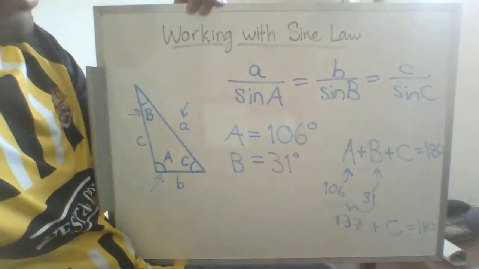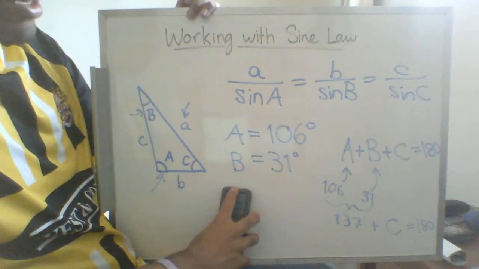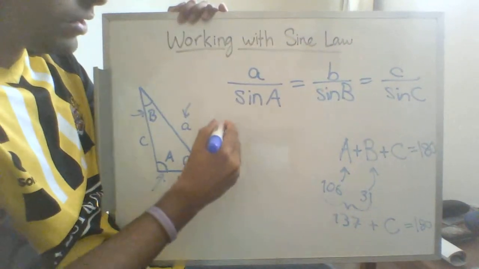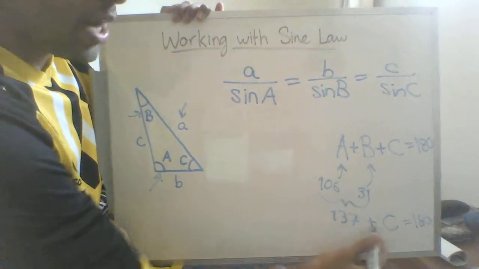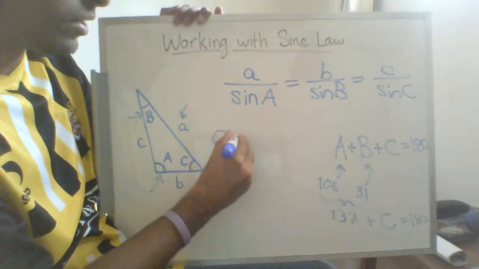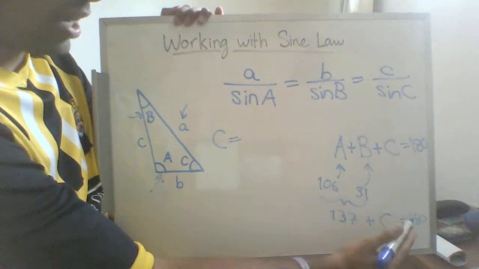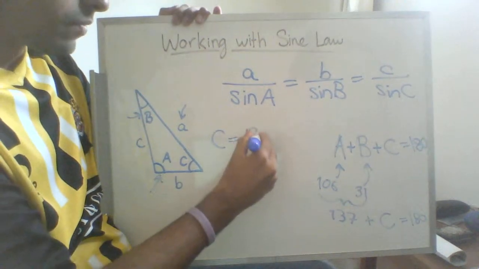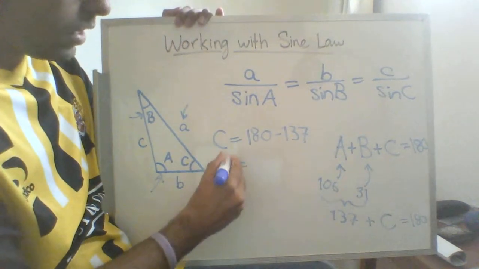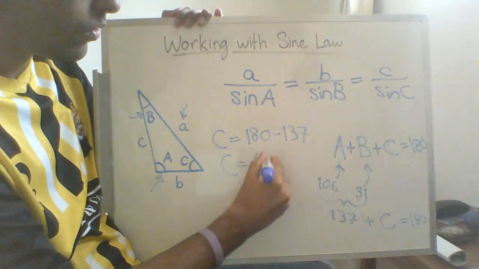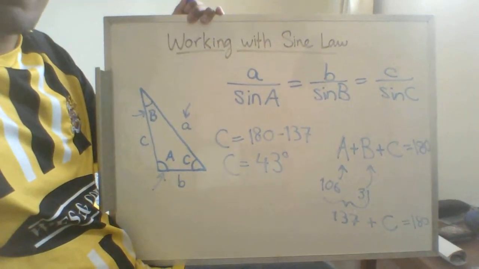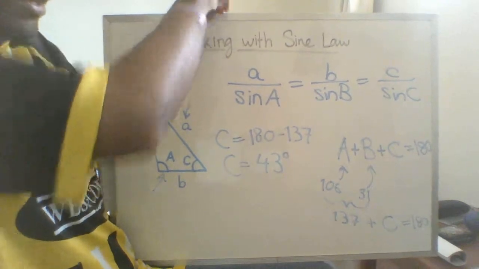Basically you need to figure out what you need to add to 137 to get an answer of 180. And the way you can do that is by subtracting 137 from both sides. And what that leaves you with is C by itself on the left side equals 180 minus 137, which, if you work it out, should come out to 43 degrees. Okay, so that's what we have. We have that angle C is 43 degrees.